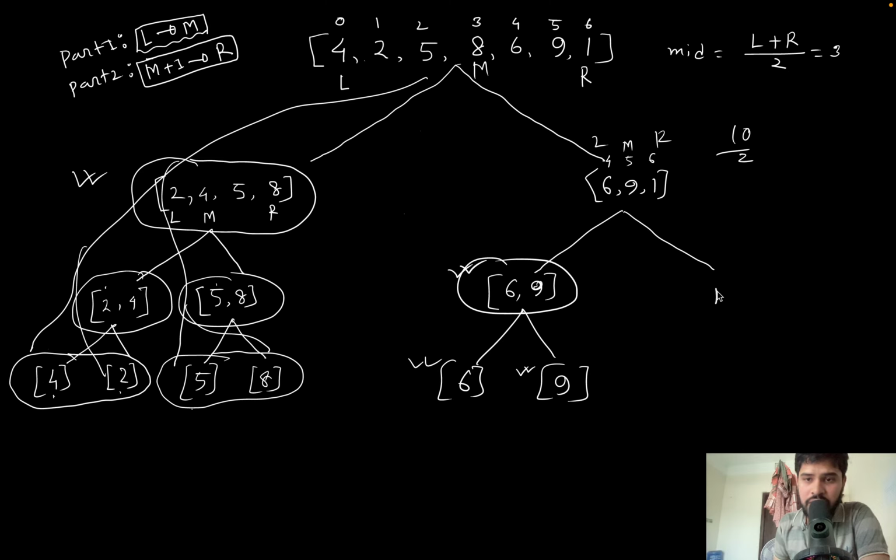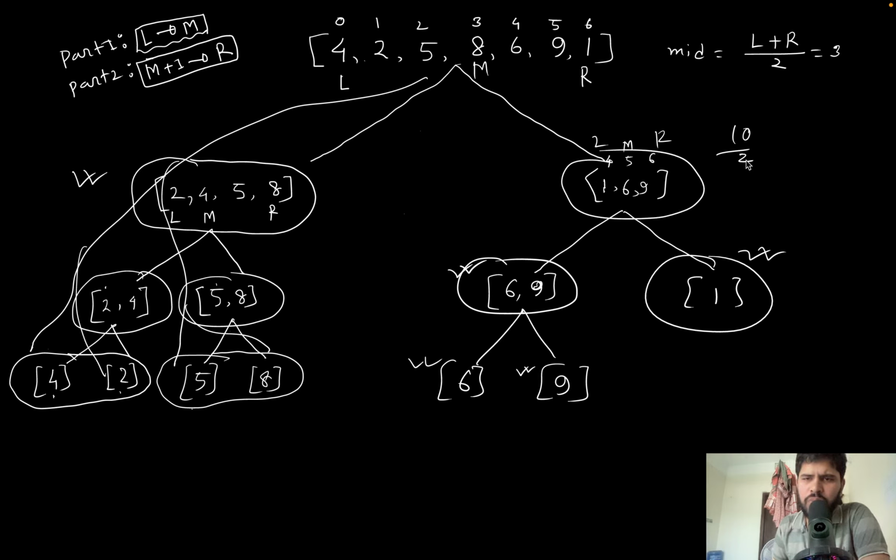Now let's move to this right here. We have only one element, nothing to do here. So this subproblem is already solved. Now I'm just going to merge these two sorted arrays. If we merge, we get 1, 6, 9. All right, this is all we have to do up until this point. So we solved this subproblem, and this subproblem, and this subproblem.